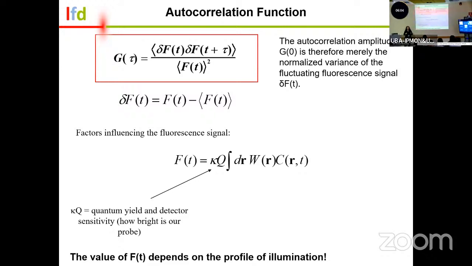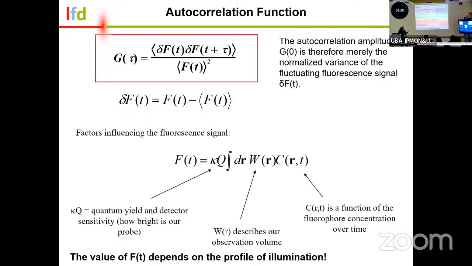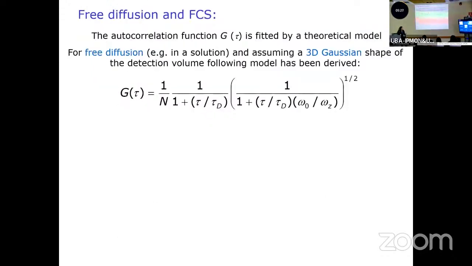Okay. And for FLIM, the quantum yield is important because the dimmer the molecule, the shorter the lifetime, and the brighter the molecule, the longer the lifetime, generally. So quantum yield can affect it, and of course detector sensitivity can also affect it. The WR describes our observation volume, and then C of t is the concentration over time. So that's the function that it can affect.